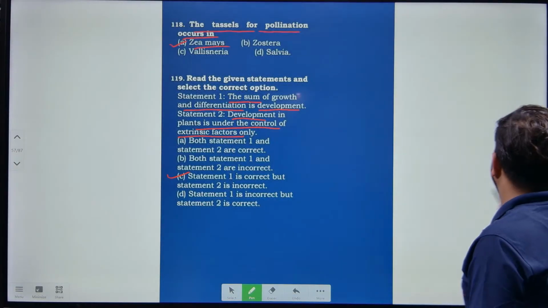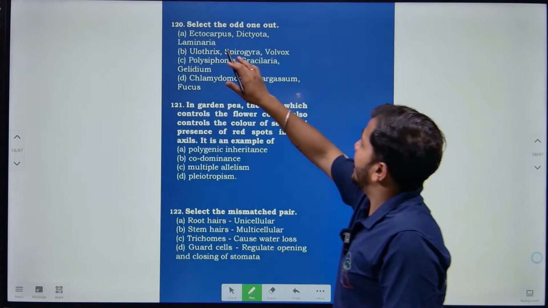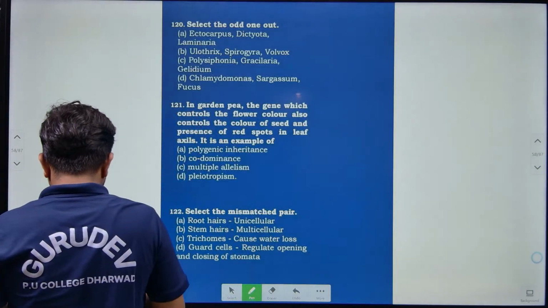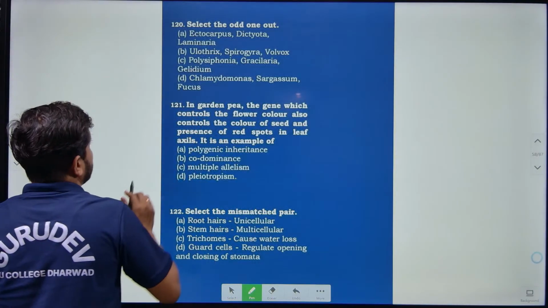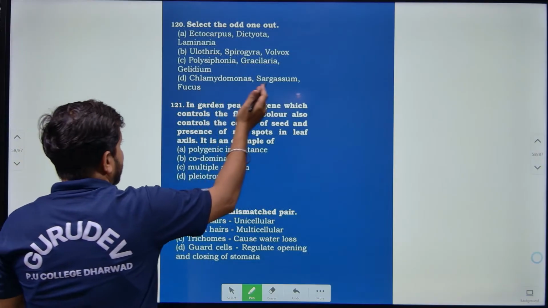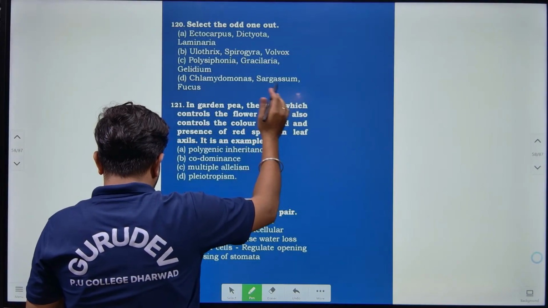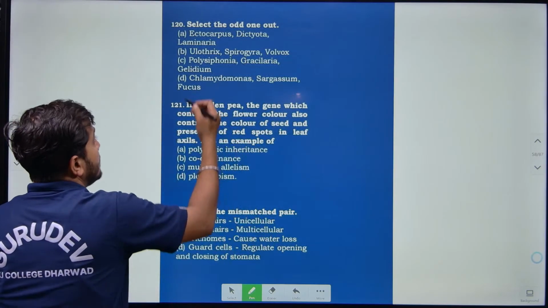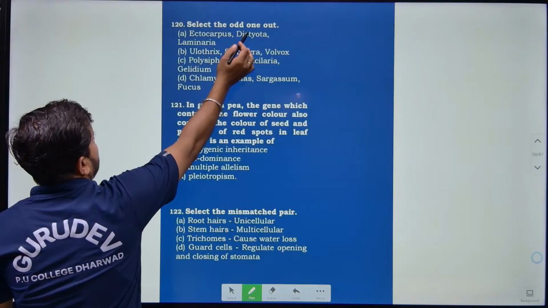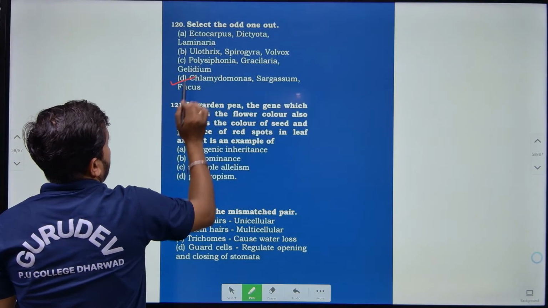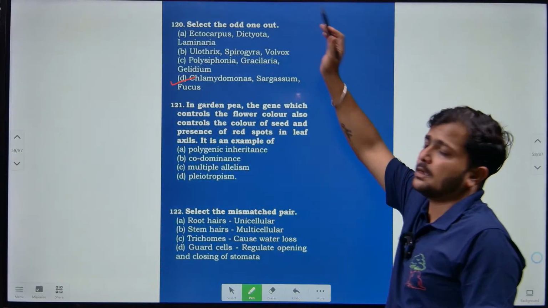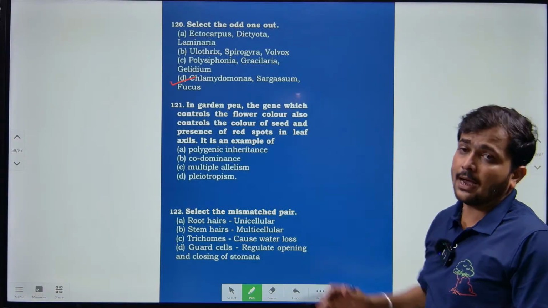That is option C, right? Then select the odd one out. So the odd one is what we have to find out. According to this, Chlamydomonas belongs to Chlorophyceae, whereas Sargassum and Fucus belong to the Phaeophyceae. They are majorly related, so the correct odd one out is option D. All of them belong to each other when it comes to the algae part, right?